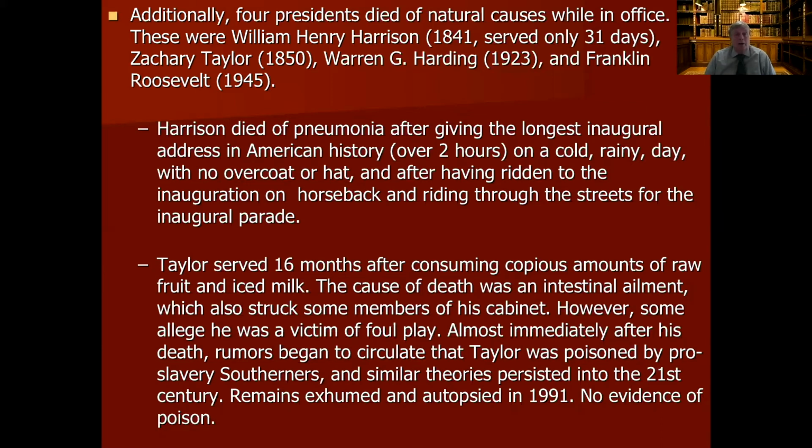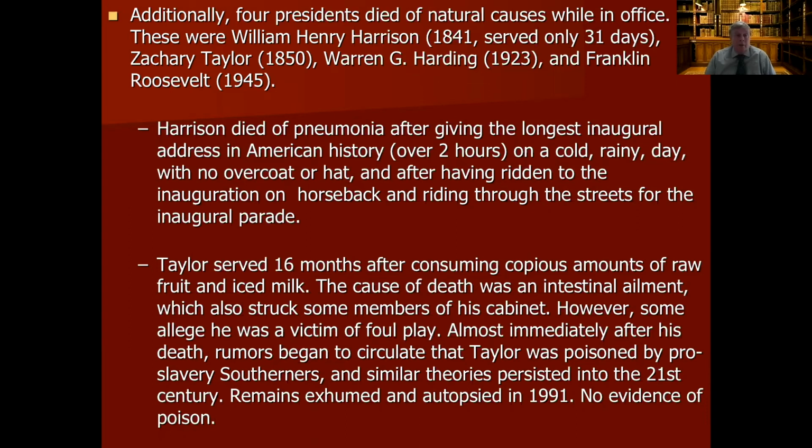William Henry Harrison died of pneumonia after giving the longest inaugural address in American history, over 2 hours long, on a cold, rainy day with no overcoat or hat, and after having ridden to the inauguration on horseback and riding through the streets for the inaugural parade.